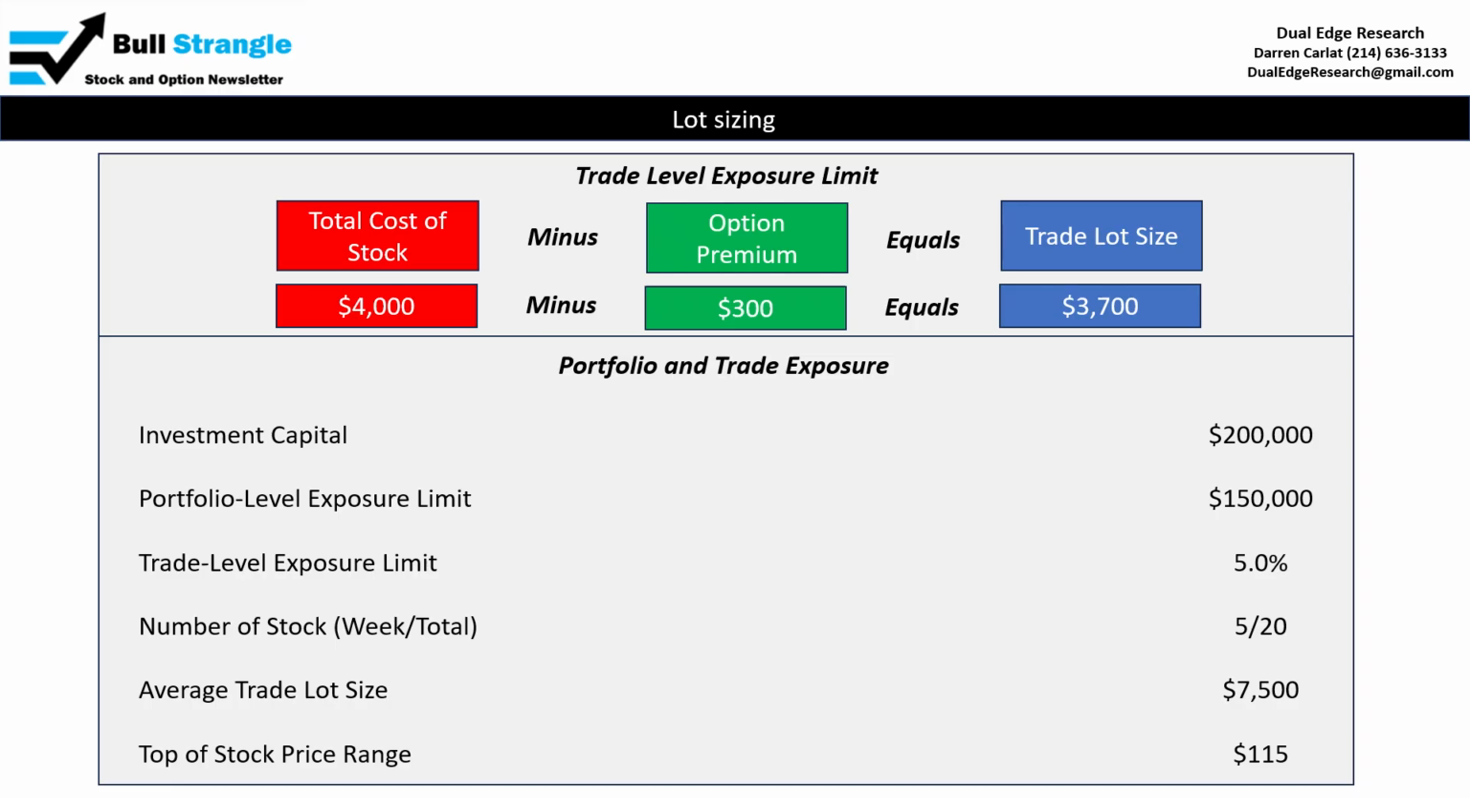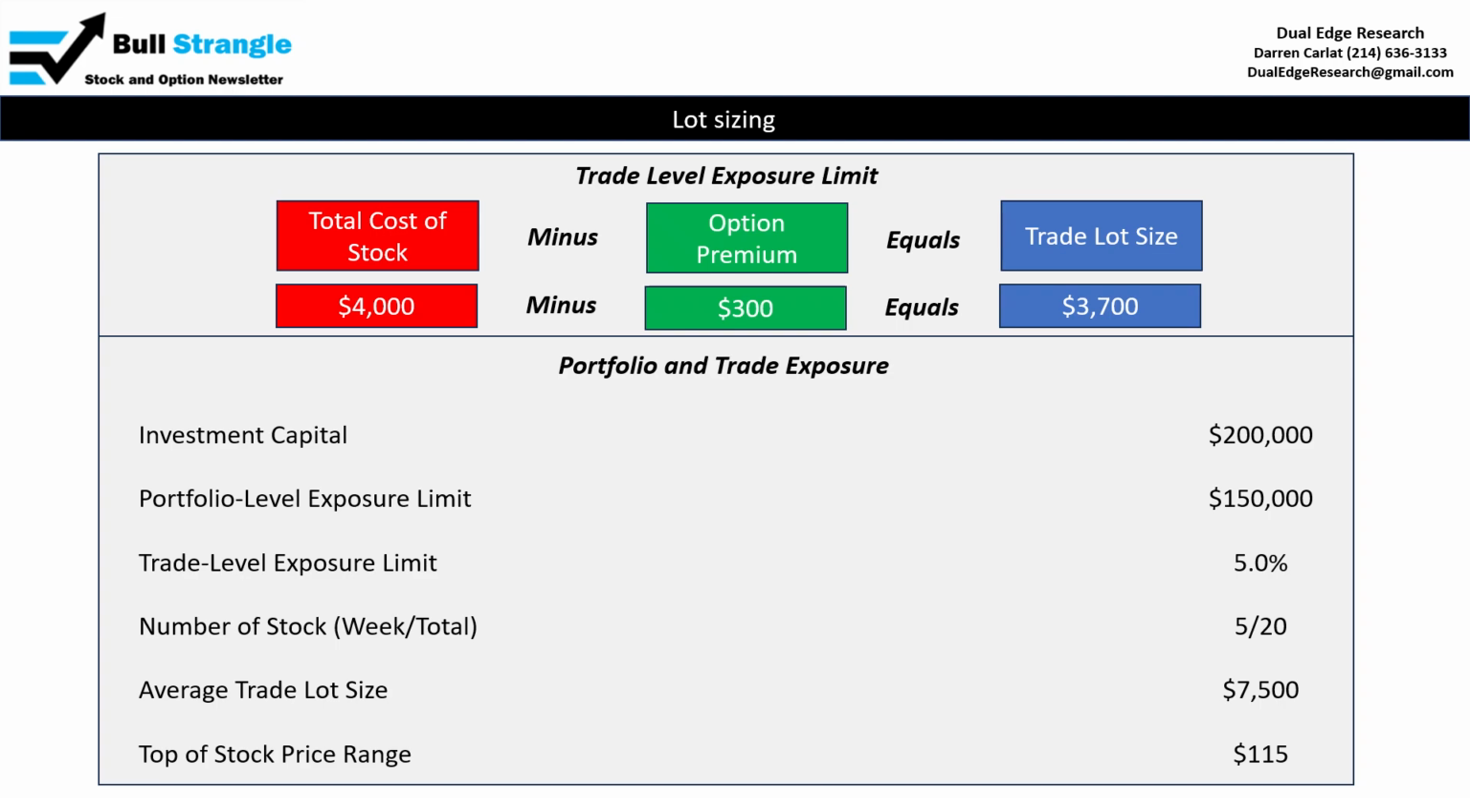So with that in mind, I'm looking at the number of stocks per week in total of being 5 stocks in any given cycle and 20 total. My average trade lot size would be $7,500, which then takes me to the top of the stock price range at about $115. Now, I told you that I'm doing searches based off of a range of about $7.50 all the way up to $120. So I wouldn't be afraid to do a $120 stock here. But, kind of forcing the math to work, you get to about $115.